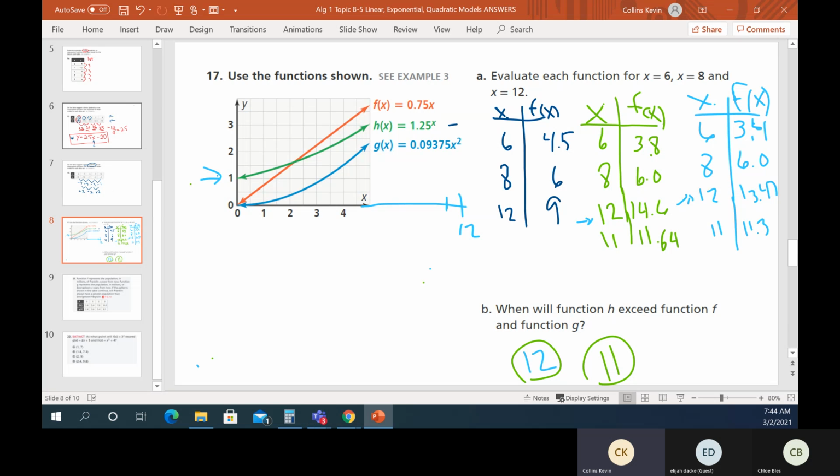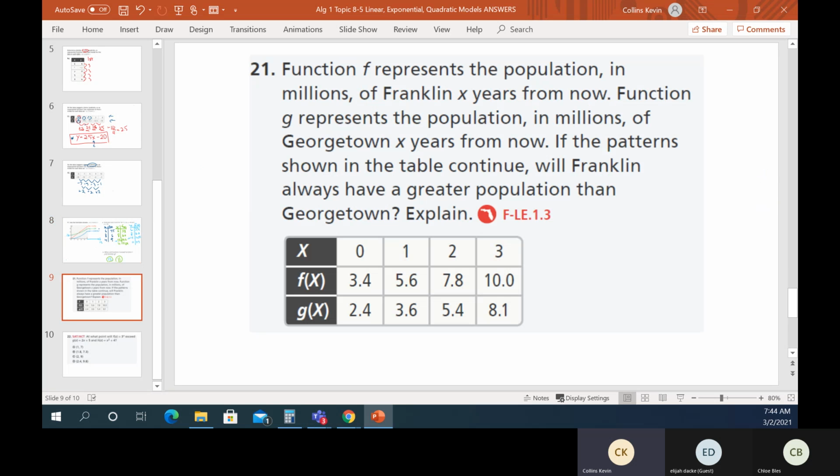All right, let's check out a couple more and we'll call it. So it says the function f represents the population in millions of Franklin x years from now. Function g represents the population in millions of Georgetown x years from now. If the patterns shown continue, will Franklin always have a greater population than Georgetown? Explain. All right, so let's see what's going on with Franklin.